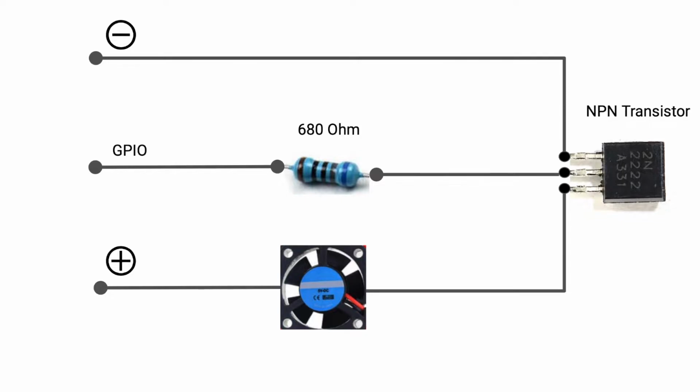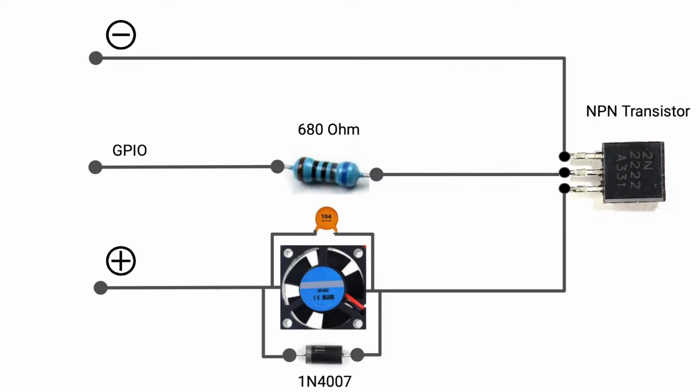To avoid that, we attach a 0.1 microfarad capacitor across the fan. Since the fan is an inductor, there will be a voltage spike due to electromotive force. So to avoid that, we add a diode across the fan.